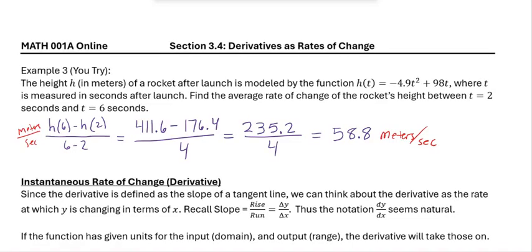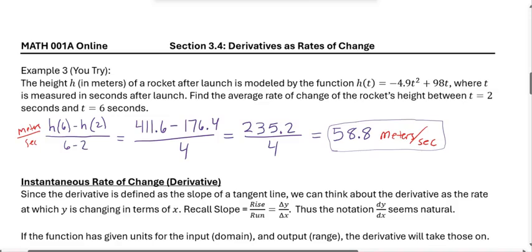Okay, so you can see my calculations here. h of 6 minus h of 2 over 6 minus 2. All the calculations out, I'm getting a grand total of 58.8 meters per second, if I didn't make any calculation errors. Again, remember to apply those units, and you get those units right from the description in the problem.